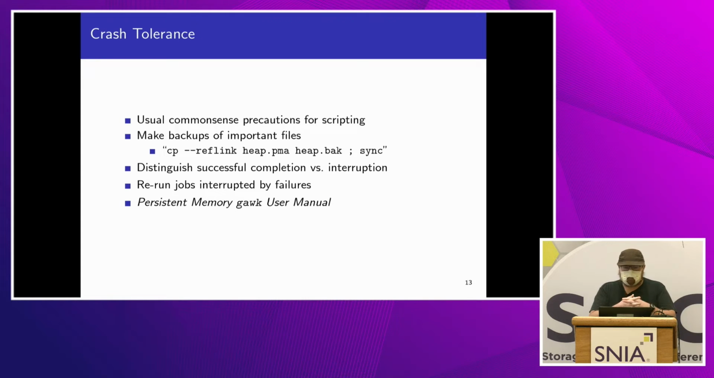Regarding crash tolerance, persistent memory Gawk doesn't change anything about crash tolerance for scripting. If you're worried that a crash is going to corrupt or destroy your data, well, make backup copies of your important files, including the persistent heap and your inputs and your outputs, and ensure that after a failure, you can determine whether a script completed successfully. If a running script was interrupted by a failure, clean up and run it again. There's a longer discussion of crash tolerance for scripting in the Persistent Memory Gawk User's Manual, which is included with Gawk 5.2.